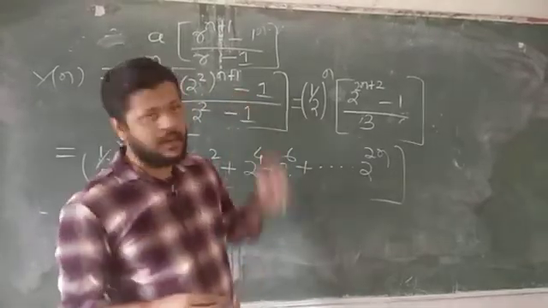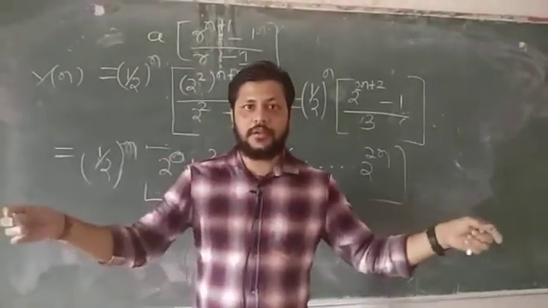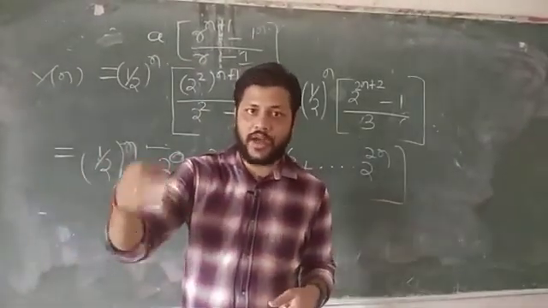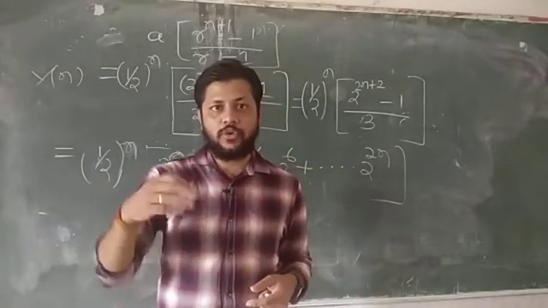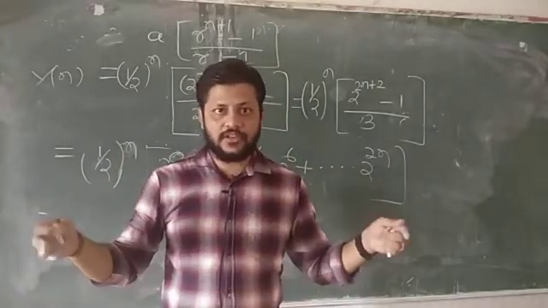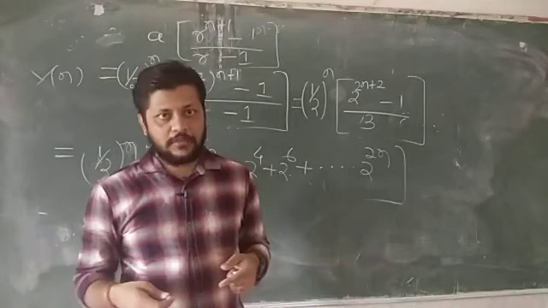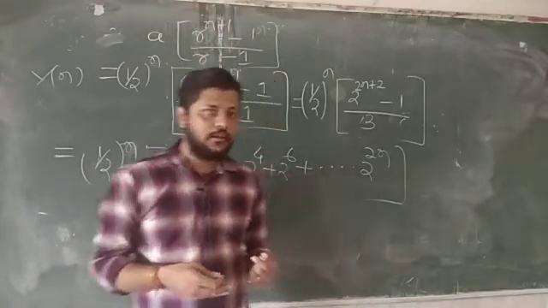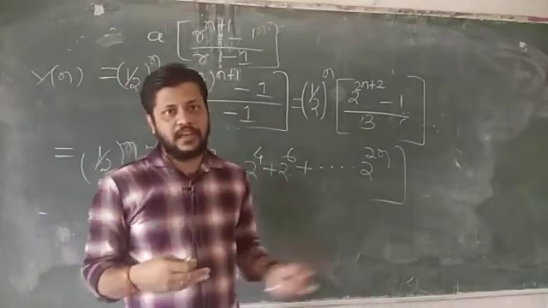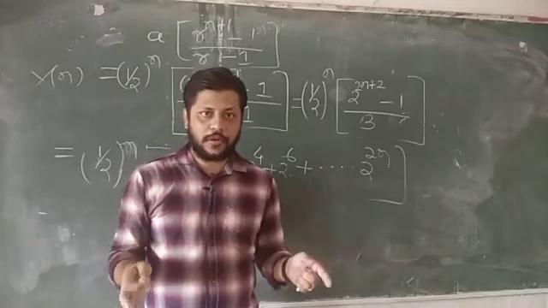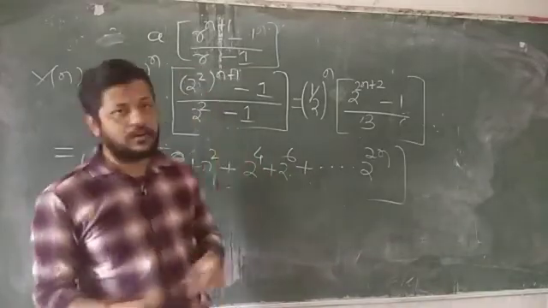Here I write n plus 1, why? Because the series is starting from 2 to the power 0 to n, that means it consists of n plus 1 number of terms. If the series is starting from 2 to the power 1, for example, then the series consists of only n number of terms. In that case we will write here only n.